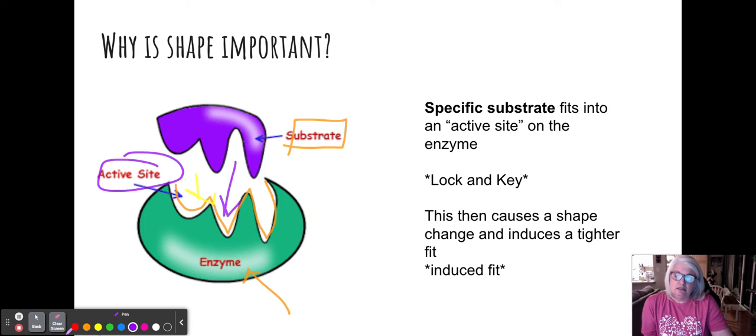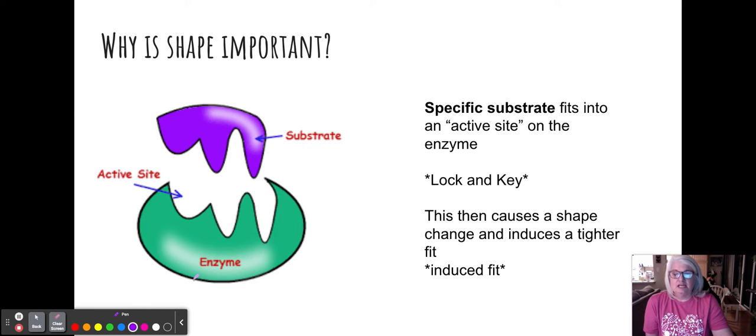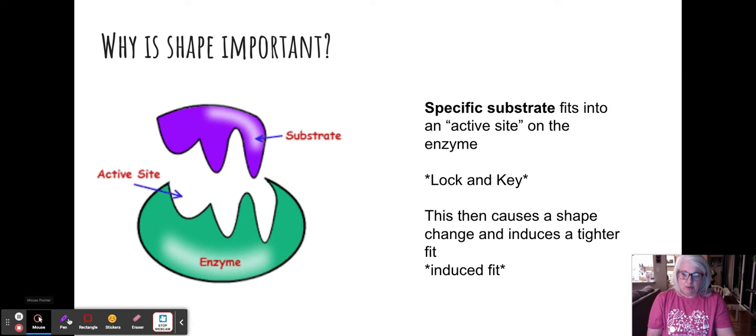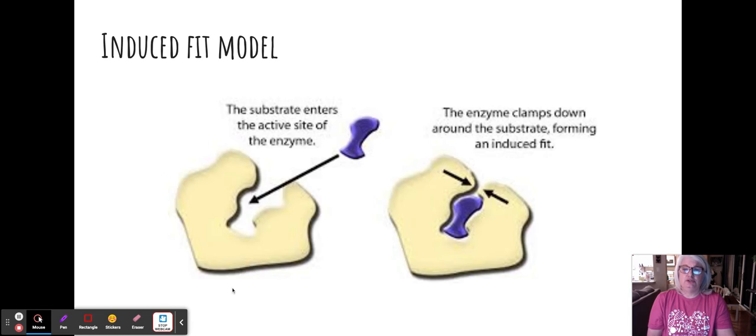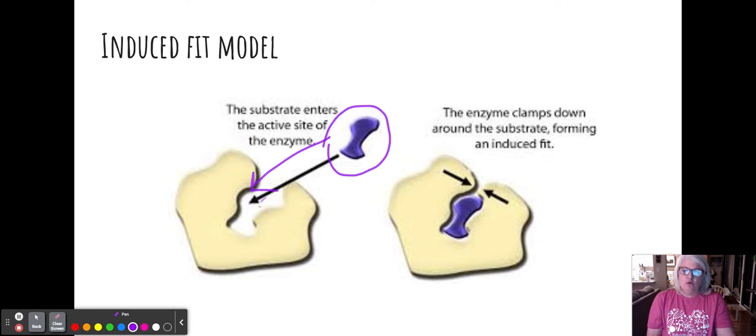Now there is a little bit more to that. It's been called the lock and key model because it fits in there like a lock and a key, and it's very specific. So enzymes only work on one substrate. But what can happen is something called an induced fit model. What happens in an induced fit model is the substrate enters into the active site. When it enters in, it causes almost like a chemical interaction, which basically induces or creates an even tighter fit.